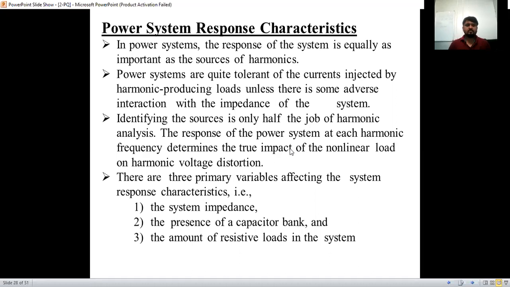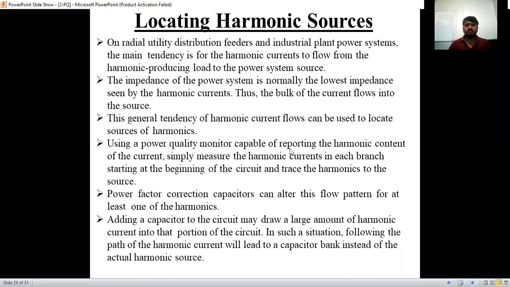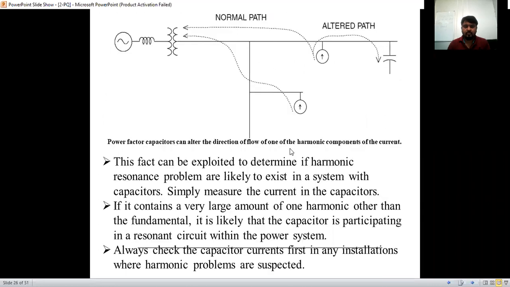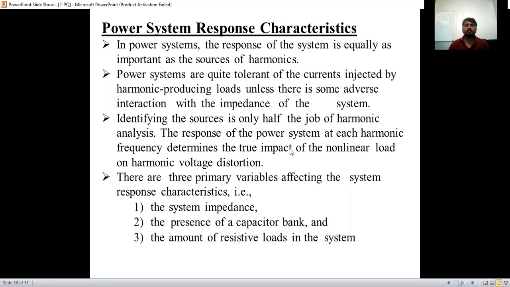In the previous class we discussed the location of the harmonic sources. In the introduction we already discussed what harmonics are, how their numbers are integer multiples that increase, and distortion and all those things. Today we are going to discuss how the power system responds, and the character of the power system for harmonics.